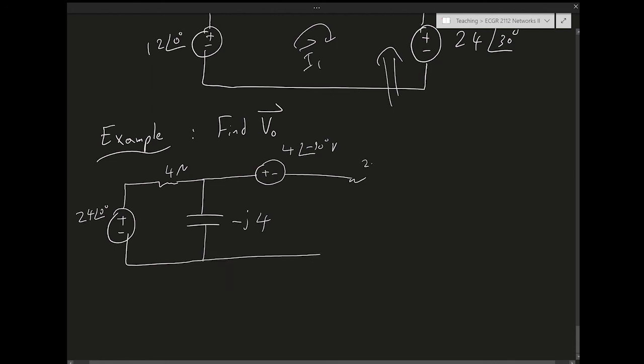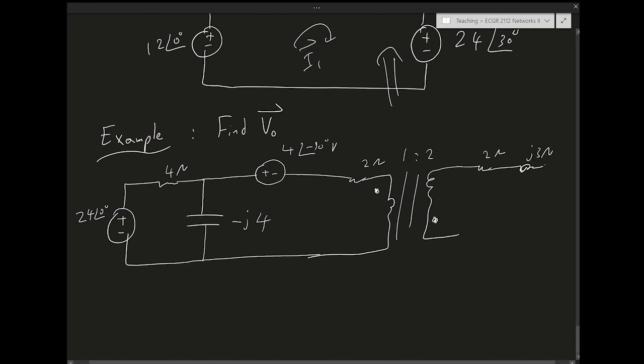2 ohms, and then I have the transformer, dot here, 1 to 2 transformer, and the dot here, the dots are inverted, and then I have 2 ohms, J3 ohms, and then I have 2 ohms, and then I want to find VO at the output. So this is the VO I want to find.